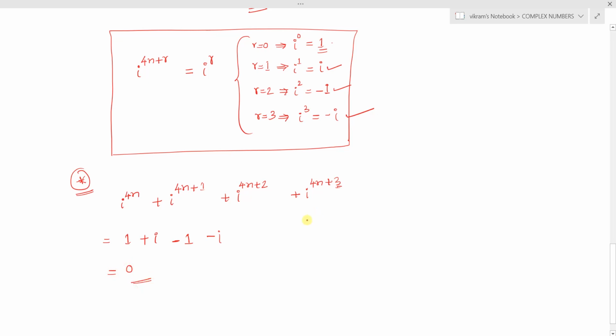So the important point: the sum of any 4 consecutive powers of iota results in 0, which is the important one. The sum of any 4 consecutive powers of i results as 0.